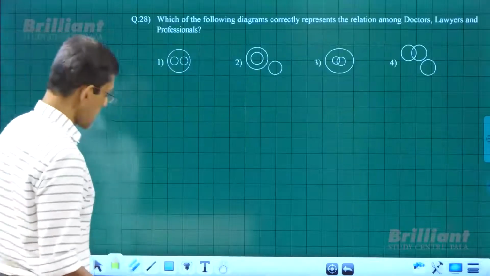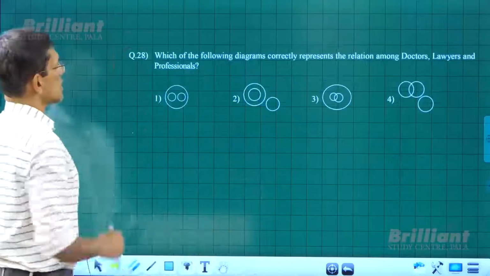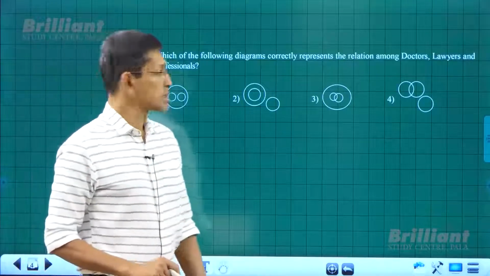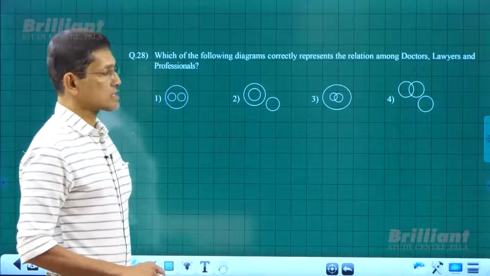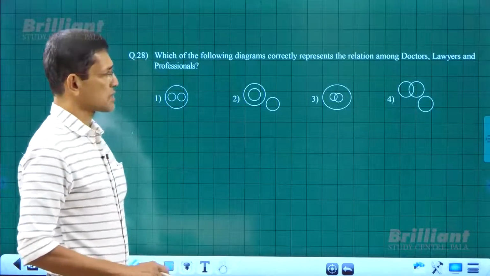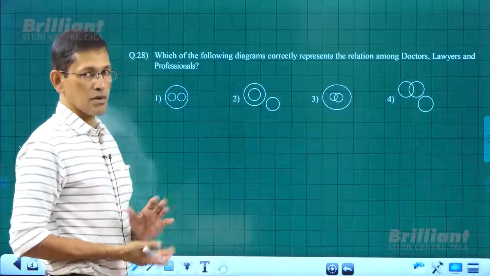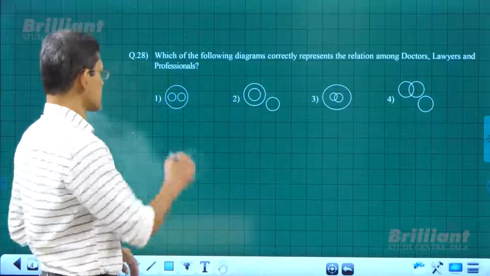Next question, what we have is 28. Which of the following diagrams correctly represents the relation among doctors, lawyers, and professionals? Of course, we know that doctors and lawyers are professionals, right? At the same time, a doctor is not a lawyer. Two different professions. So the answer must be 1.